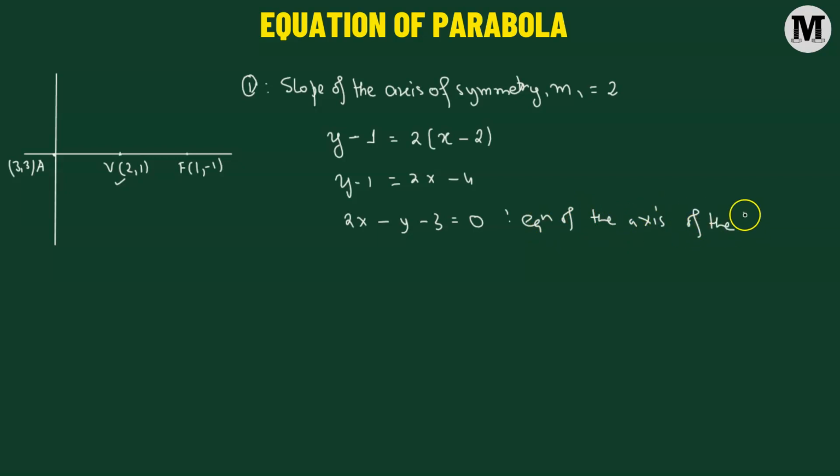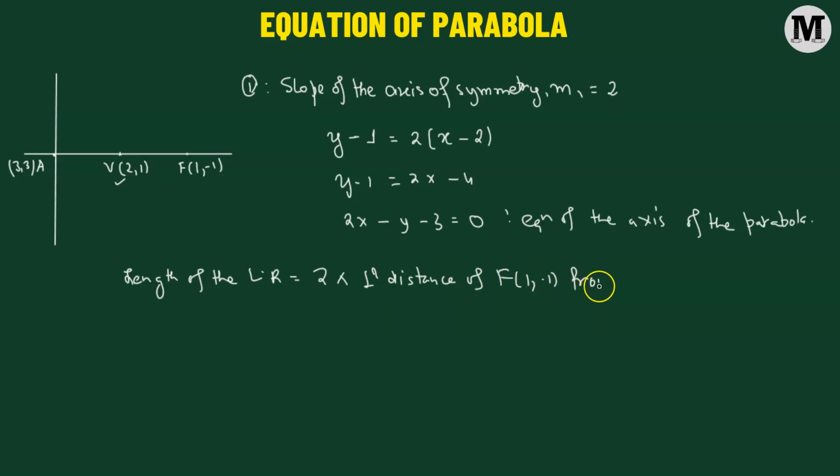Next, our task will be to obtain the length of the latus rectum. The length of the latus rectum, that's 2 times the perpendicular distance of the focus from the directrix line. That's the definition of the latus rectum. However, in this case, we don't have to use the perpendicular formula, although you will get the same result, because we are provided with the coordinates of point A and point F. All we can do is use the distance formula.